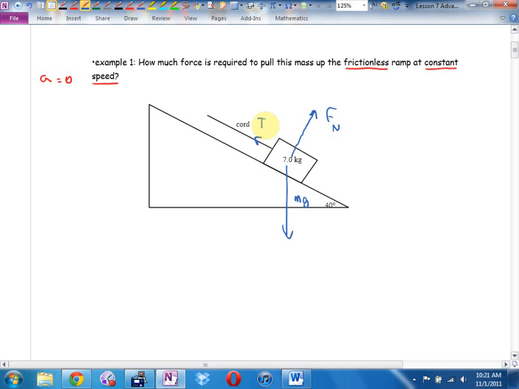I don't know the normal force. Oh, look, I know another force. Same side. I can get it. Now, this is my free body diagram.